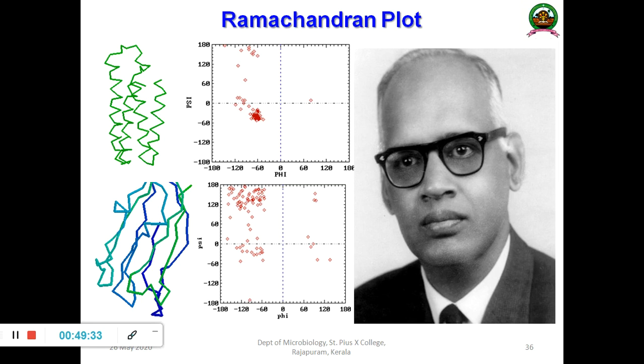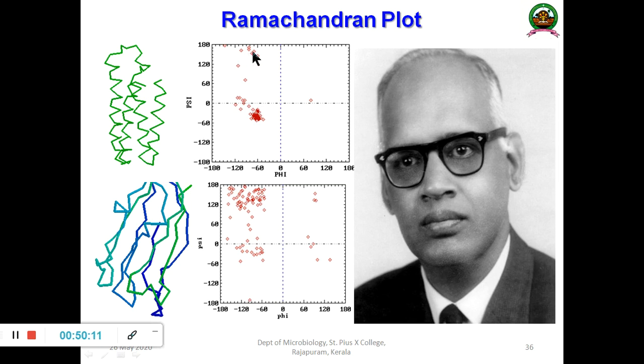G. N. Ramachandran, the great scientist, identified the psi and phi angles of fully functional secondary structural conformations. He plotted the phi angle along the x-axis and the psi angle along the y-axis, and he got a plot. In this plot the degrees of freedom, that is, which angle the peptide takes in each and every amino acid, is shown.